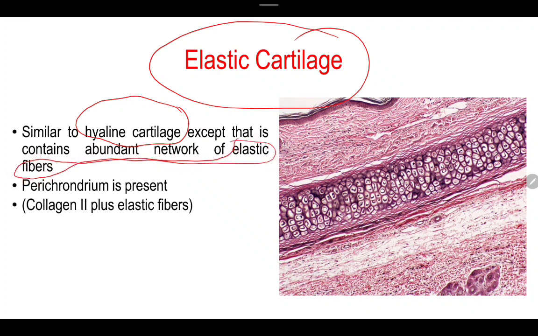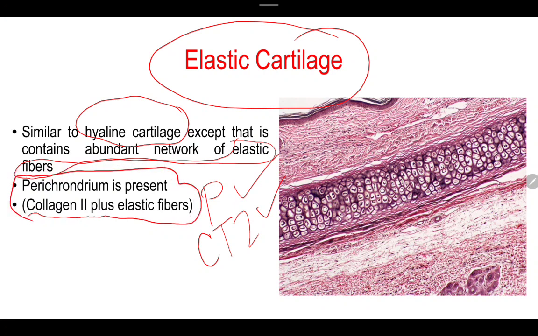So, sir, ibig sabihin ang elastic cartilage, meron din siyang perichondrium? Yes. Meron din siyang tinatawag natin na collagen type 2? Yes, okay? So, basically, your elastic cartilage is just collagen 2 plus elastic fibers and perichondrium. Okay? So, tignan natin. So, this is the perichondrium. This is the elastic cartilage. And then, this is another perichondrium. So, as a whole, we label them as elastic cartilage.